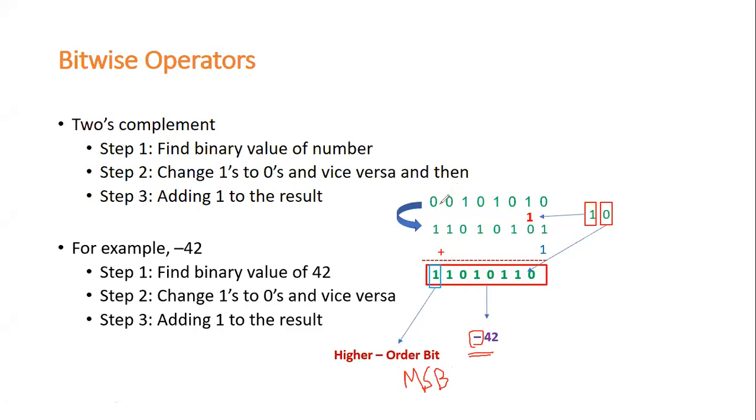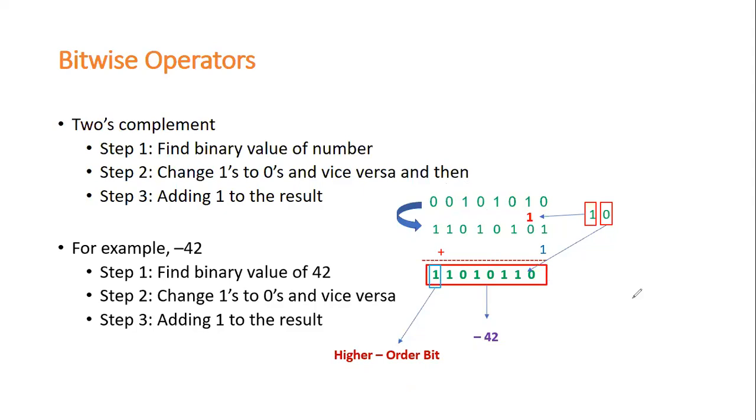Okay, but you see that here, this is also 42. Yes, that's what you have done initially: you find the binary value of 42. This is plus 42. Since it's plus 42, the most significant bit, that MSB, is 0 here. Whereas for minus 42, it is 1. So by seeing this most significant bit, that is the higher order bit, we can easily make out whether it is a positive number or a negative number. Now, let me clear my drawings.